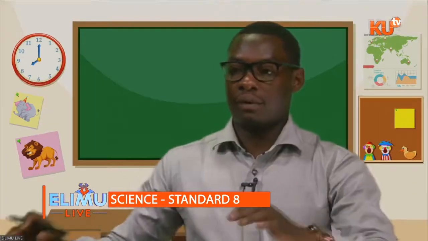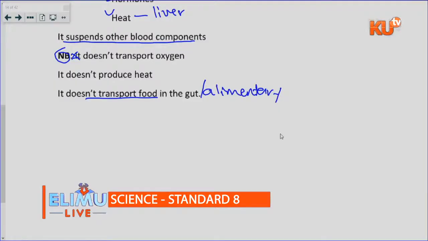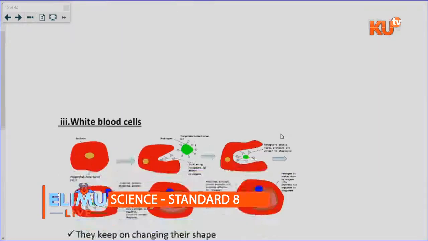Platelets is our next. Platelets, we define platelets.